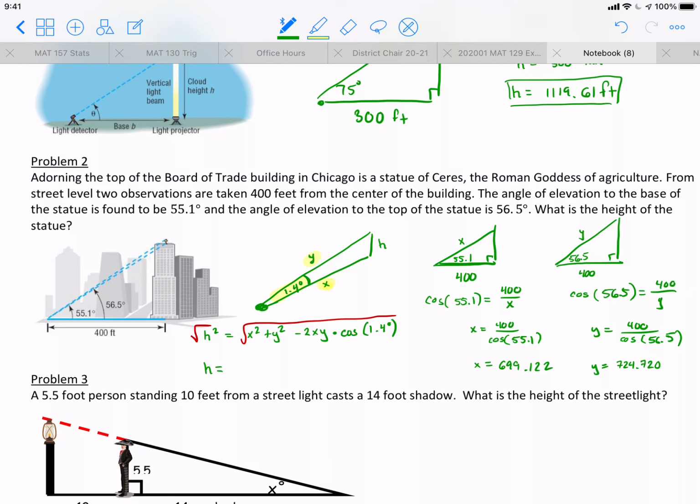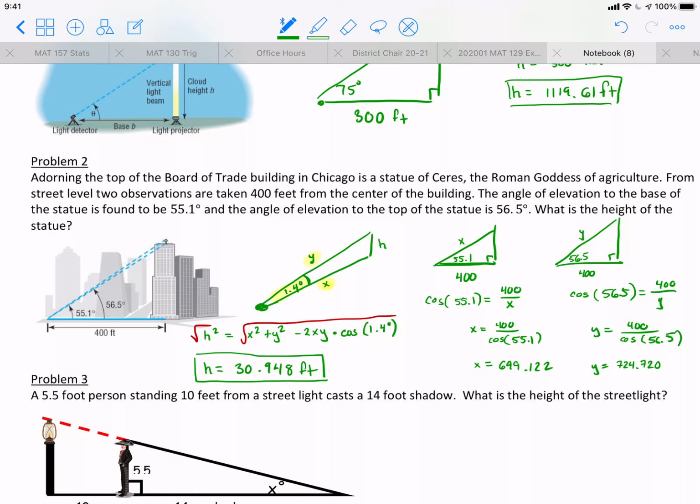So, oh goody, I've got to retype all that fun stuff. So 699.122 squared, but it'll be worth it because I know I'm going to get it correct now. Plus 724.720 squared minus 2 times 699.122 times 724.720 times cosine of 1.4 degrees. All that's under my root. Good, check. And so, much better. So 30.948 feet. So that's a pretty big statue, 30 feet, almost 31 feet.